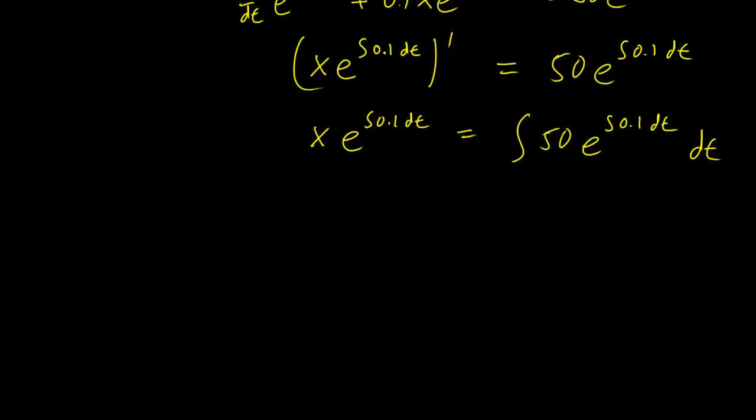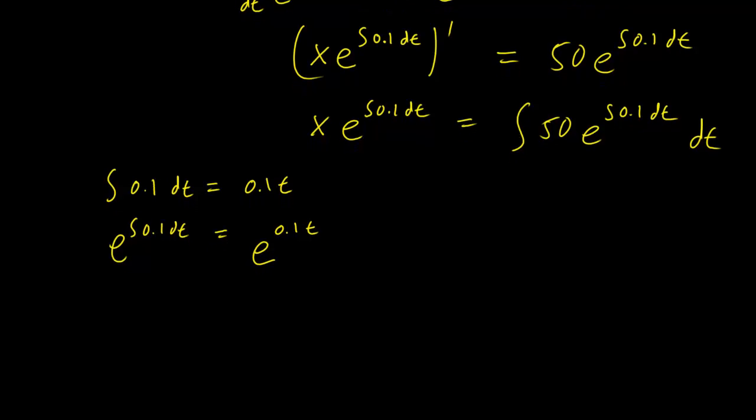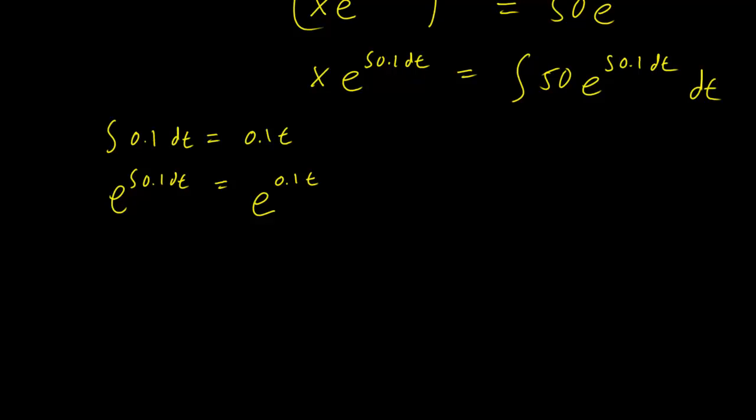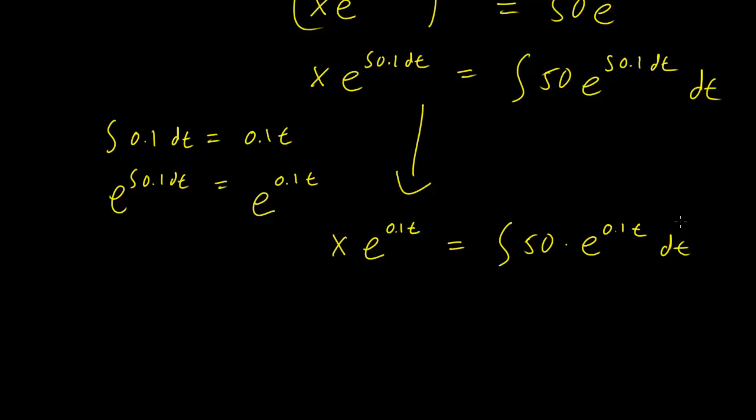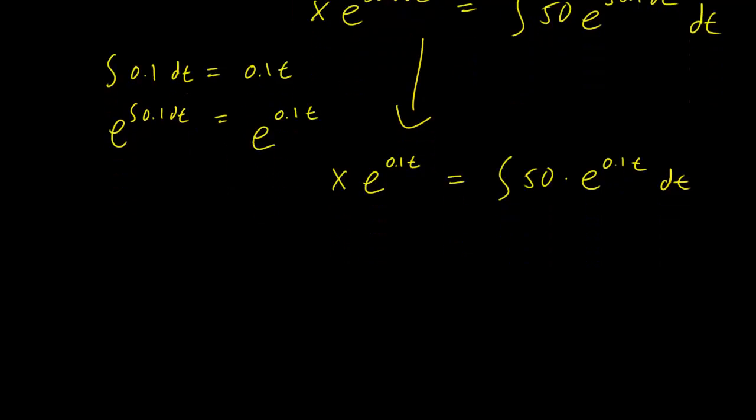Okay, now it's time to solve for the integrating factor. The integral of 0.1 dt is going to be 0.1t, and so our integrating factor e raised to the integral of 0.1 dt is just going to be e raised to the 0.1t. Okay, and what follows is that we can rewrite our differential equation as x e to the 0.1t equals 50 times e to the 0.1t dt. Remember that we didn't have to worry about the plus c when integrating the integrating factor term. Alright, so this is our differential equation.